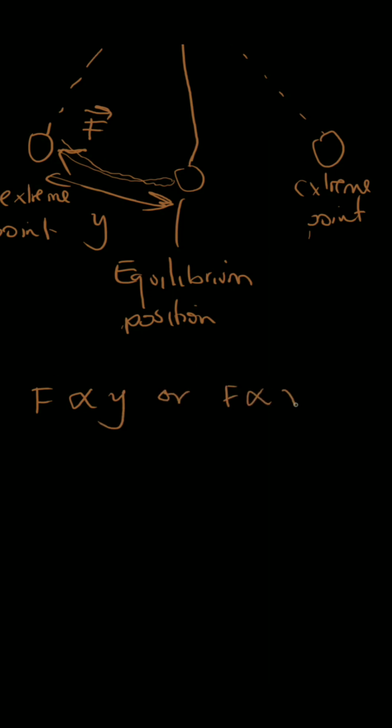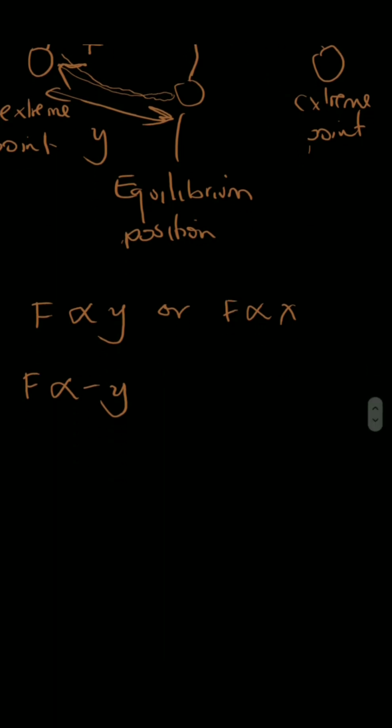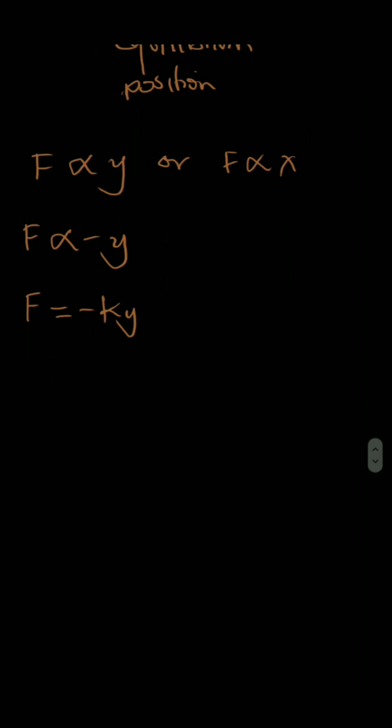Now, inasmuch as they are directly proportional to each other, they are in opposite directions, meaning that our force will be directly proportional to the negative of the displacement. Now, to change this proportionality sign to an equal sign, we multiply by a constant. This is the force constant, which is k, multiplied by y, like that.